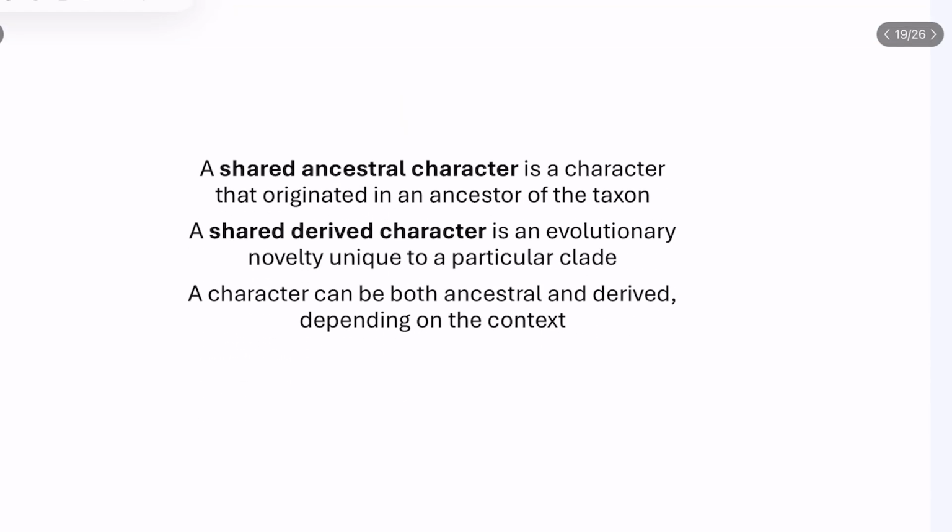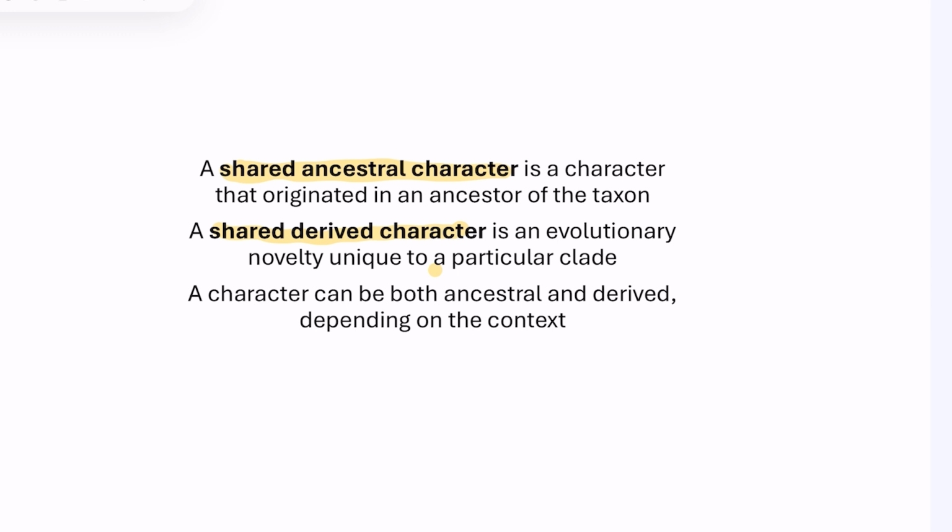Now, what is a shared ancestral character? A shared ancestral character is a character that originated in an ancestor of the taxon. It is not a derived character in the taxon; this character is present in the ancestor as well. A shared derived character is an evolutionary novelty unique to a particular clade. This character is not shared with the ancestor. It is only present in the taxon, or only in the descendant.